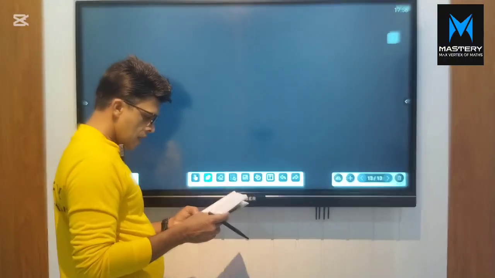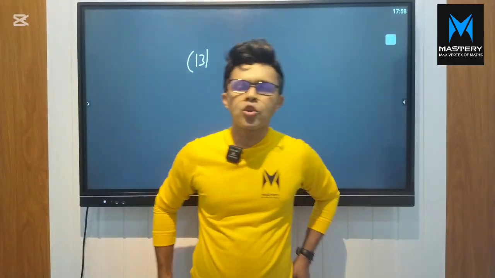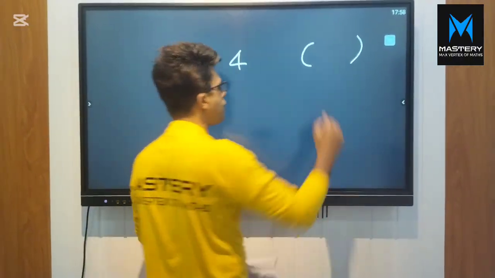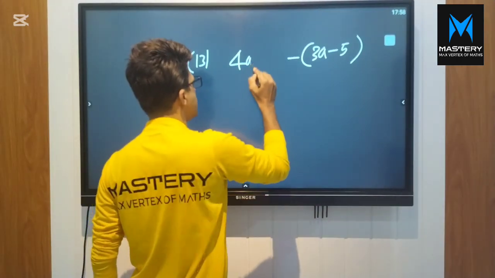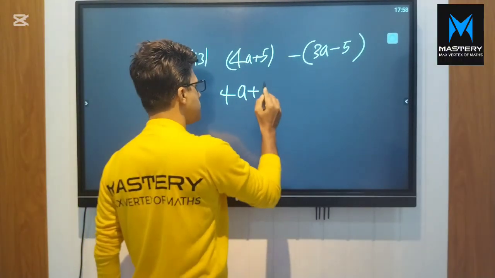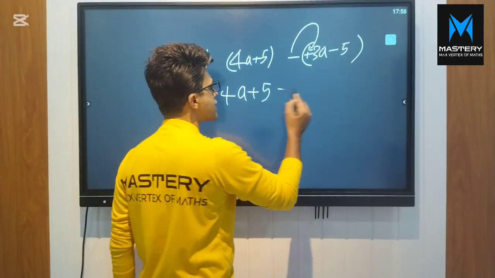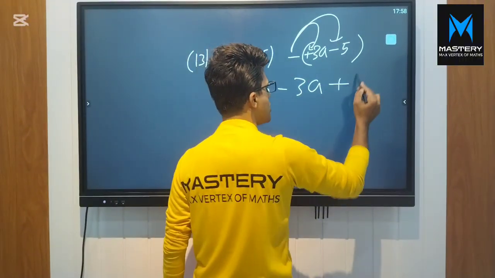Next, it has been given in the question that you have to subtract 3a minus 5 from 4a plus 5. You need to subtract 3a minus 5 from 4a plus 5. Really, how can you subtract this one? Write 4a plus 5, then here minus, here plus. So here multiplication: minus times plus, minus 3a, and minus into minus, plus 5.